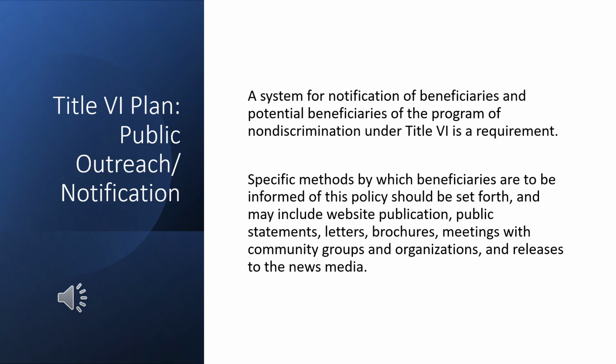Next, your Title VI implementation plan should include a description of public outreach and notification, a system for notification of beneficiaries and potential beneficiaries of the program of non-discrimination under Title VI. Specific methods by which beneficiaries are to be informed of this policy should be set forth. It might include things like website publications or public statements, letters, brochures, meetings with community groups and organizations, or releases to the news media.